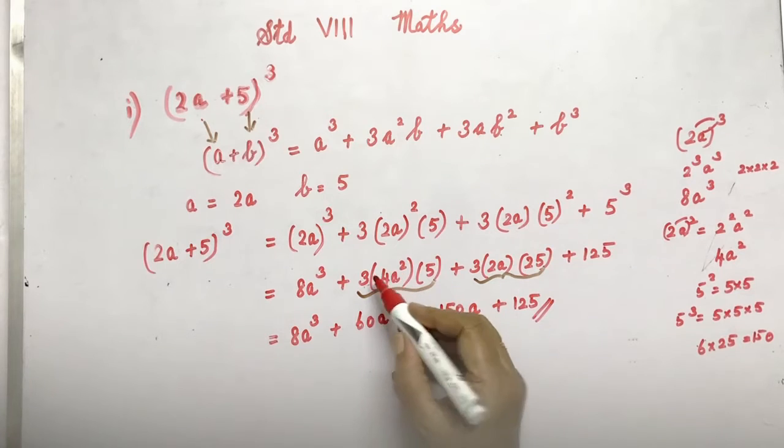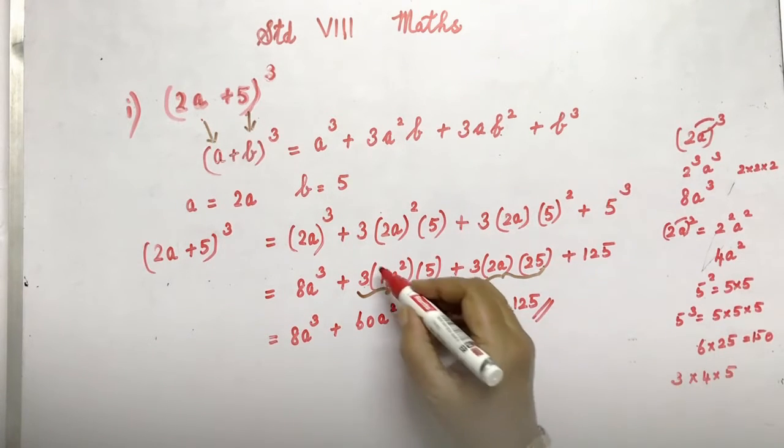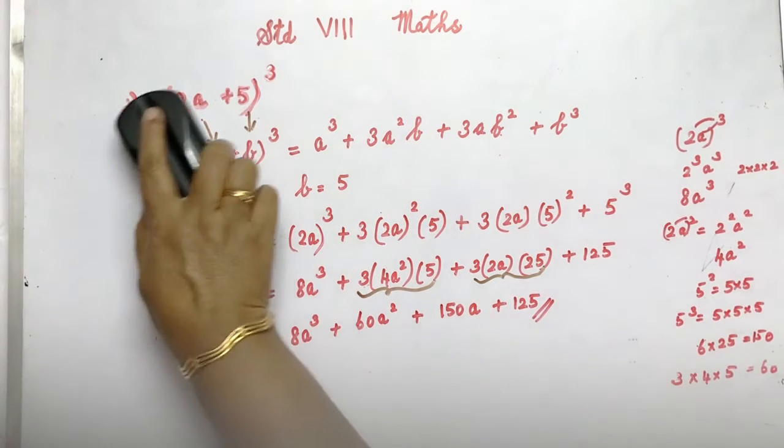Hope you would have understood this. We have to multiply 3 into 4 into 5. So 3 fours are 12, 12 fives are 60. Now we shall do the second sum.